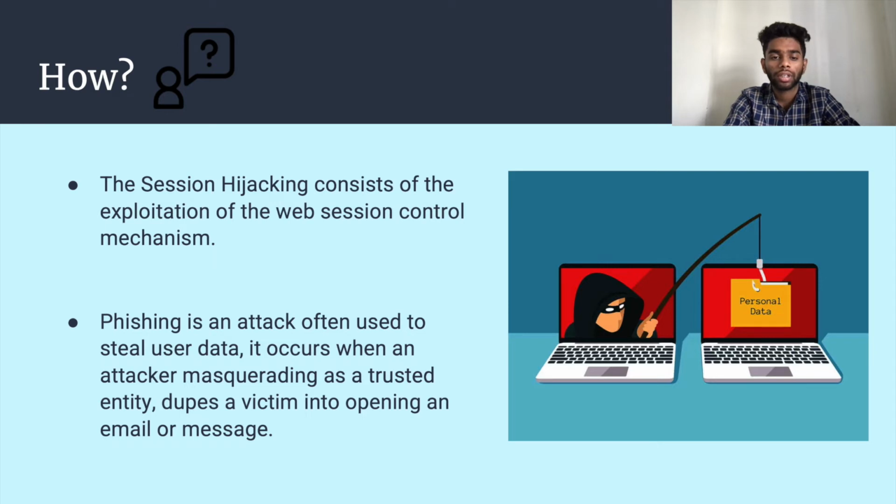Secondly, it is a phishing attack. Phishing is a type of social engineering attack often used to steal user data, including login credentials and credit card numbers. It occurs when an attacker masquerading as a trusted entity dupes a victim into opening an email, instant message, or text message. The recipient is then tricked into clicking a malicious link, which can lead to the installation of malware, the freezing of the system as part of a ransomware attack, or the revealing of sensitive information.